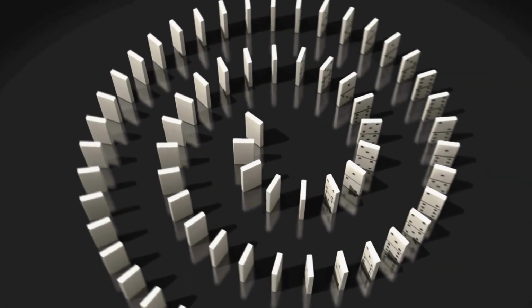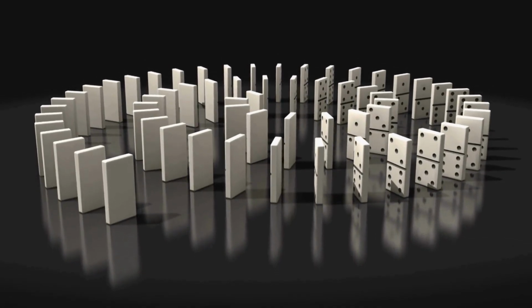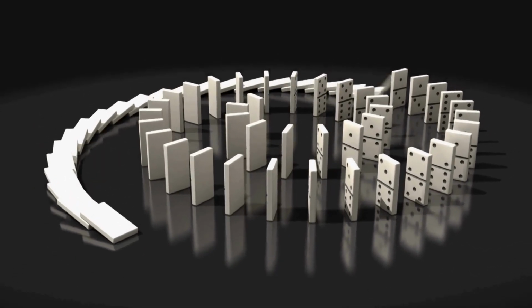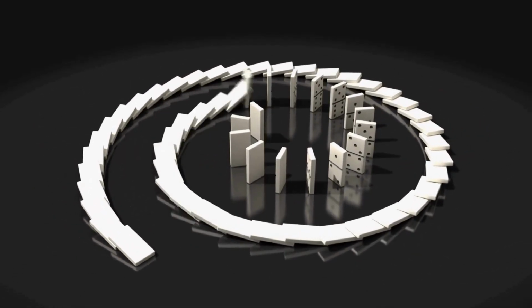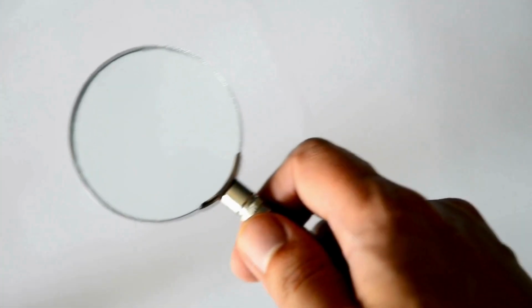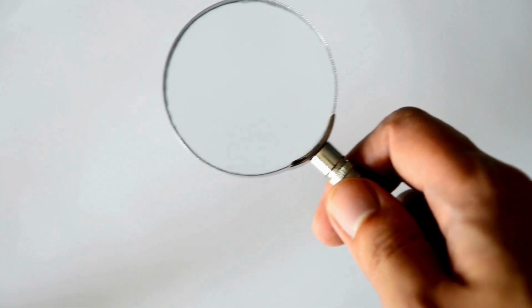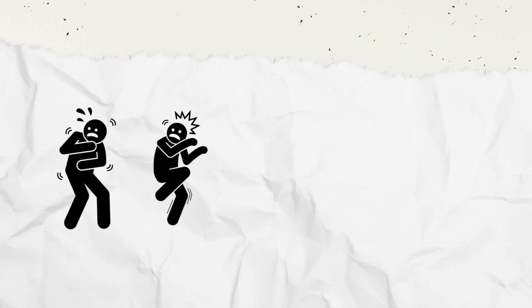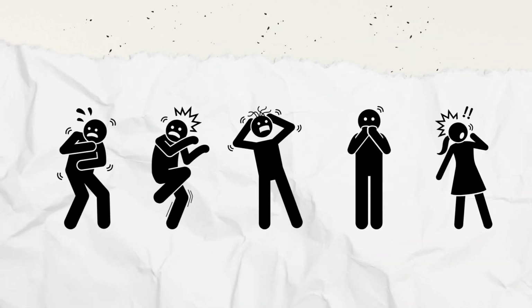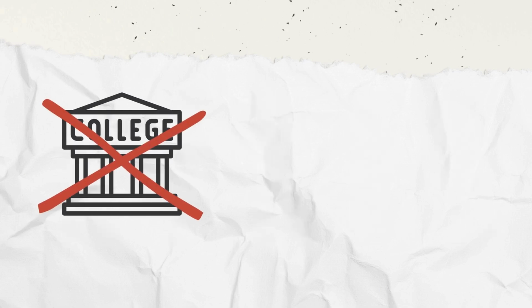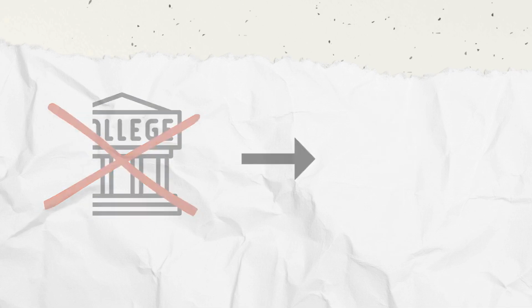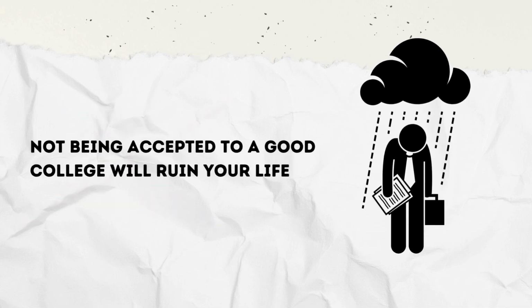Number 4, the slippery slope fallacy. This fallacy, also known as the domino fallacy, claims that if one thing happens, it will set off a chain of extreme bad events. However, it doesn't provide any evidence or proof for that claim. It is often used to create fear and discourage people from taking certain actions. For example, thinking that if you don't get accepted to a good college, then you will not find a job and make a living. In other words, not being accepted to a good college will ruin your life.